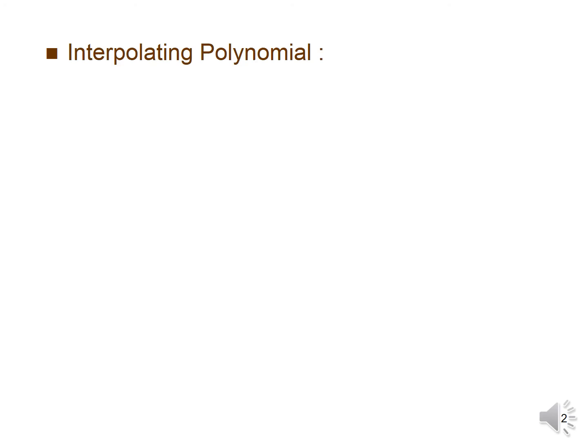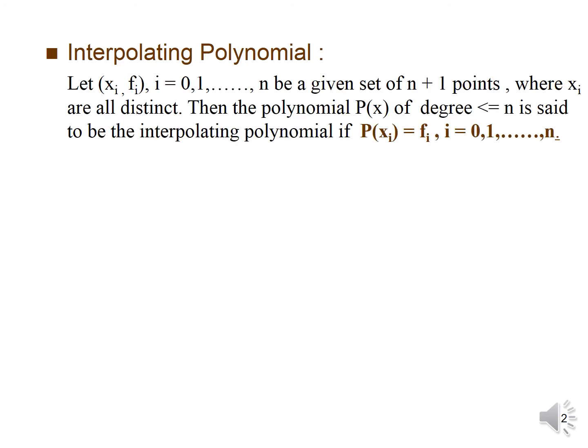Now, the interpolating polynomial. Let (xi, fi), where i takes values 0, 1 up to n, be a given set of n plus 1 points, that is 0, 1, 2, 3 and so on up to n, where the xi are all distinct. Then the polynomial p(x) of degree less than or equal to n is said to be an interpolating polynomial if p(xi) is equal to fi, where i takes values 0, 1 up to n.